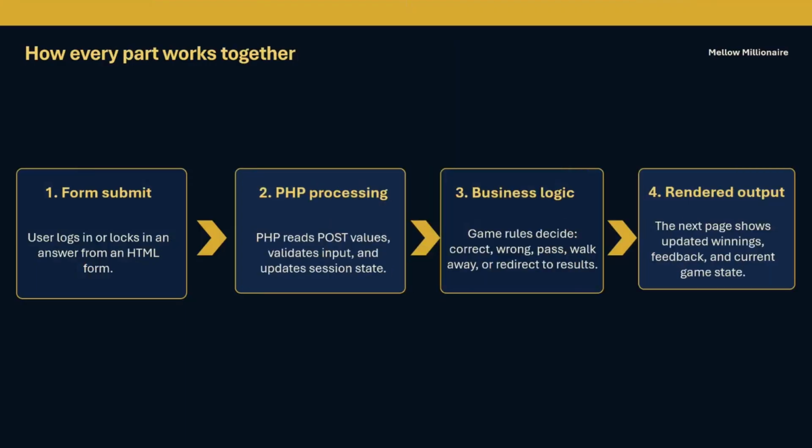Now here is how all the parts come together. First things first, a form is sent, the user locks in an answer from the HTML form whenever they answer a question. Then that data is sent to PHP processing, which reads the post values, validates the input, and updates the session state. Next is the business logic, where the game rules decide whether the user entered a correct, wrong, or pass option, or they could either walk away or redirect to the results. Next, we also have the rendered output. So that's when after all the logic is finished, it spits out the output. The next page just shows the updating winnings, the feedback, and the current game state.